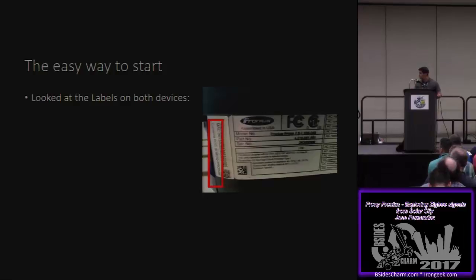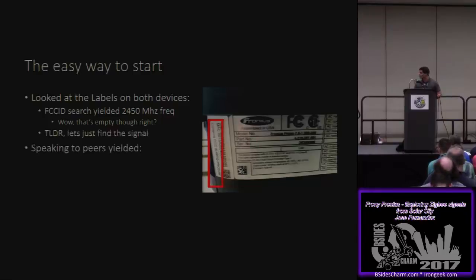So the easiest way to start, like most things, without taking a screwdriver to it, is look at the labels. In this case, I had two devices, so I looked at the label for what was outside, and you can't really see it too clearly there, but there's an FCC ID number there. Then when you do a search for that, it's in 2.450 megahertz, right? Nothing talks like that, right? Yeah, that is an empty frequency. No, it's not. It's unlicensed, so a lot of devices are going to operate in those channels.